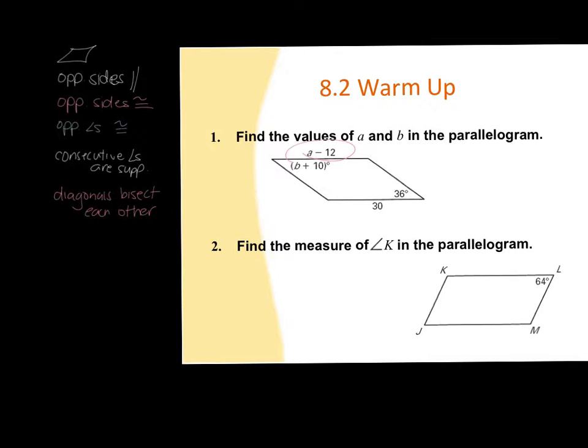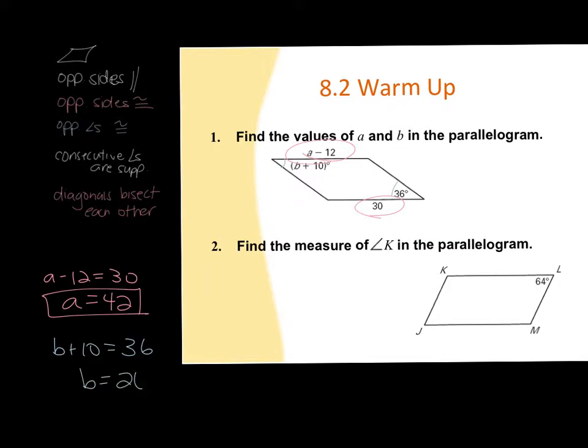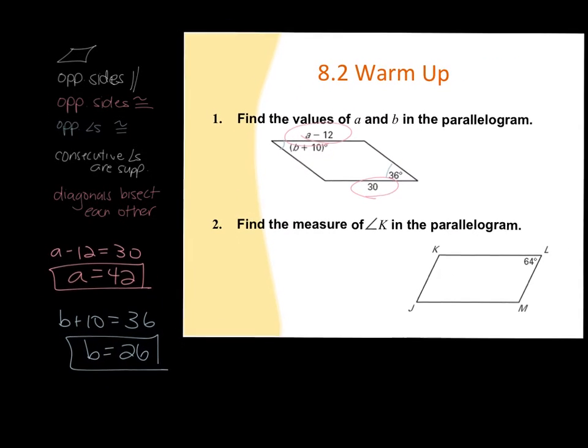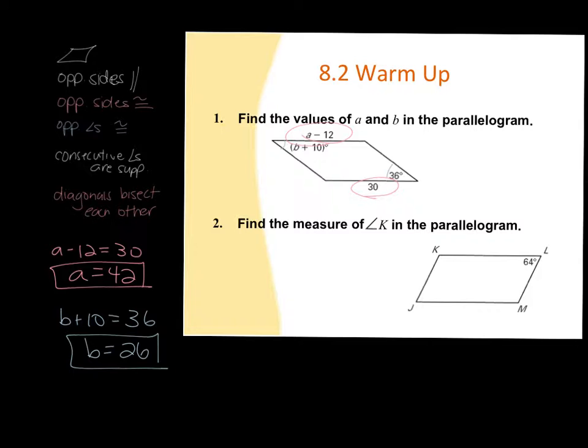So A is one of the sides, right? The side opposite would be 30. So I can say that A minus 12 equals 30, and A would equal 42. And then B is in the angle. So opposite angles are congruent. So I can say B plus 10 equals 36, and B equals 26. Good so far? Raise your hand if you got them both right, both A and B. Good, okay.